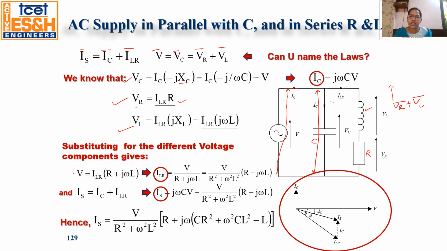Now the total voltage you can calculate: V is equal to ILR multiplied by R plus J omega L. So ILR is equal to V by R plus J omega L. From this equation, we can also write it like this: V upon R squared plus omega squared L squared, multiplied by R minus J omega L. Now the total supply current is IC plus ILR. Now we know what ILR is. ILR is this.